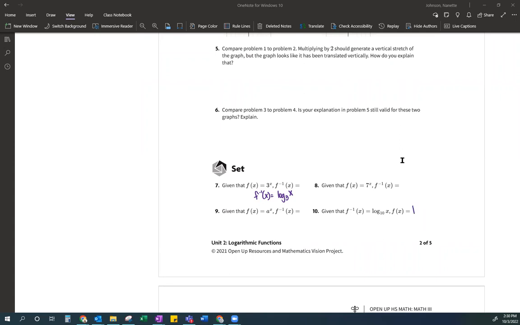And just keep that in your brain. It still feels new, which is right. 10 to the x and log base 10 of x are inverses of each other. Multiplication, division, adding, subtraction, squaring, square rooting. These are all undoing each other. So the inverse is exactly that. It's what undoes it. Very good.